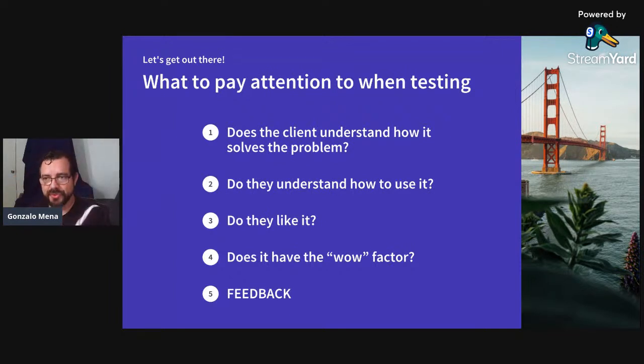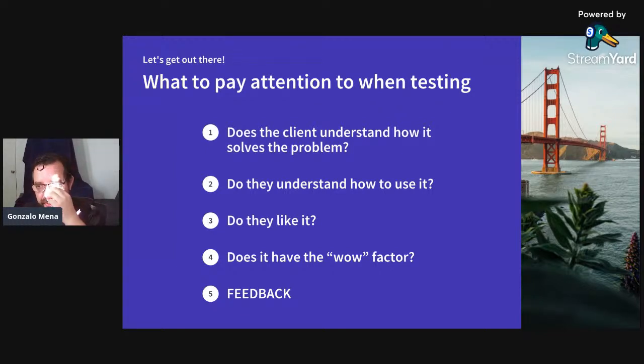Is it easy to understand? Is it easy to use? What's the word that they use? Intuitive. You see it and you click here and a menu opens and okay, that's easy to understand. It's easy to adapt to what I know. Do they like it? Number three, it's very important that they like it. If they like it, they're going to buy it. They're going to share it. They're going to talk about it. It's important that they like it.